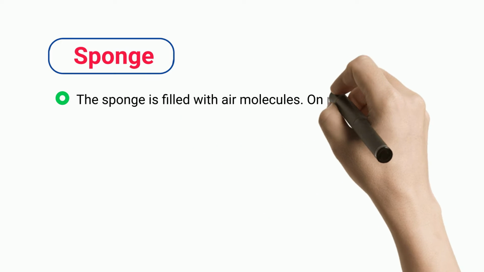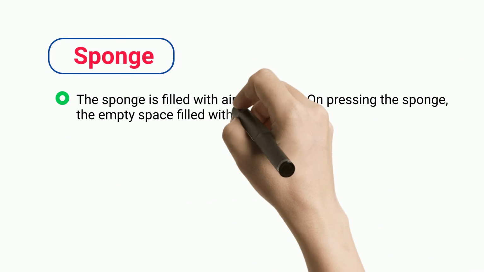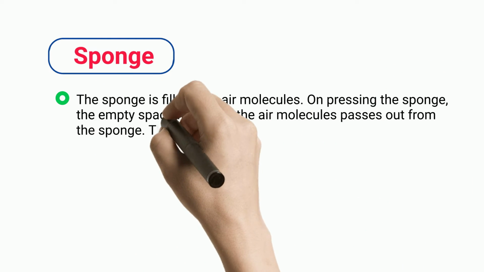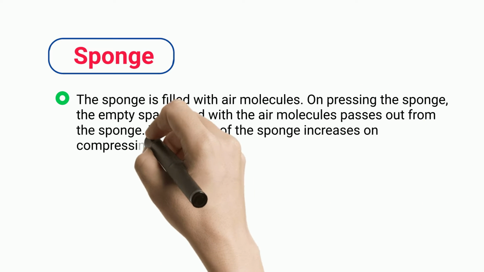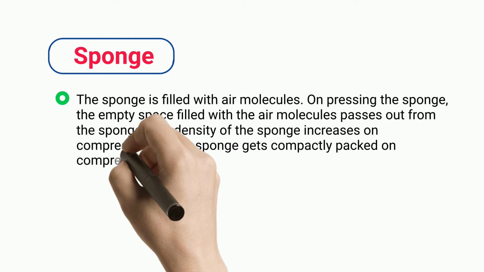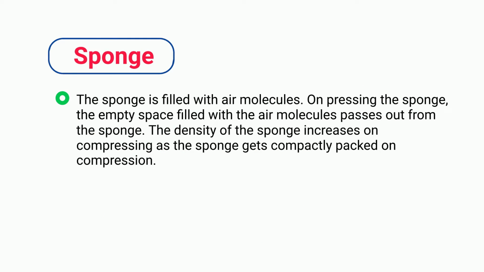Sponge. The sponge is filled with air molecules. On pressing the sponge, the empty space filled with the air molecules passes out from the sponge. The density of the sponge increases on compressing, as the sponge gets compactly packed on compression.